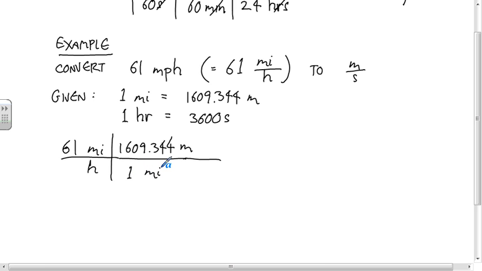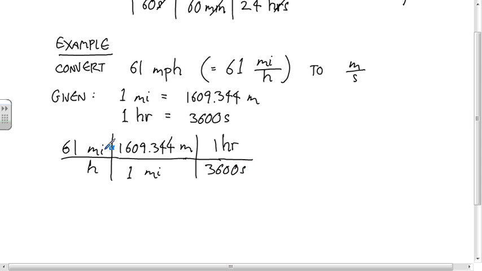Okay, so 1 mile. And now we're going to multiply it by something that converts the hours to seconds. So this one's a little different because the hours that we're trying to cancel are in the denominator. So this time we want the hours of the second conversion fraction in the numerator and the 3600 in the denominator. So 1 hour, 3600 seconds.